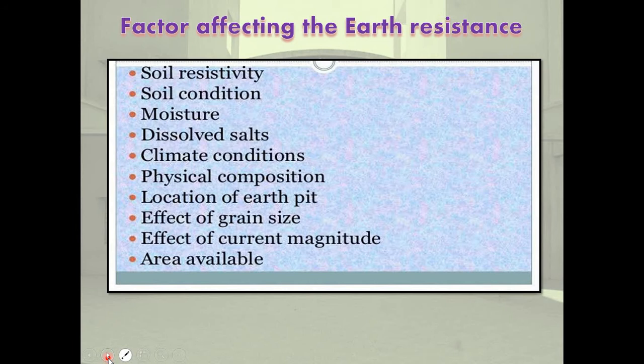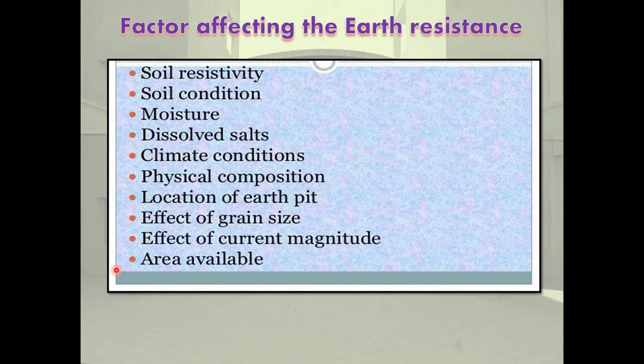Now, first is factors affecting the earth resistance. First is soil resistivity, soil conditions, moisture, dissolved salts, climate conditions, physical compositions, locations of earthquake, effect of grain size, effect of current magnitude and area available. The main important factors are soil resistivity, soil conditions and moisture.